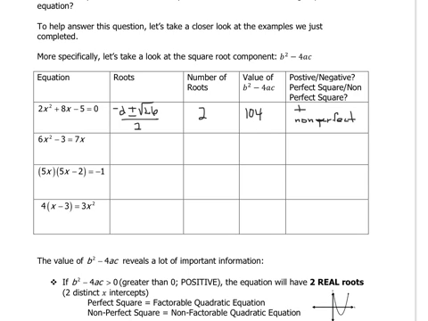The second one, when we worked out that one, we ended up getting two answers of 3 over 2 and negative a third. And there were two roots, and the value underneath the square root sign was 121, which was also a positive, and it was a perfect square.